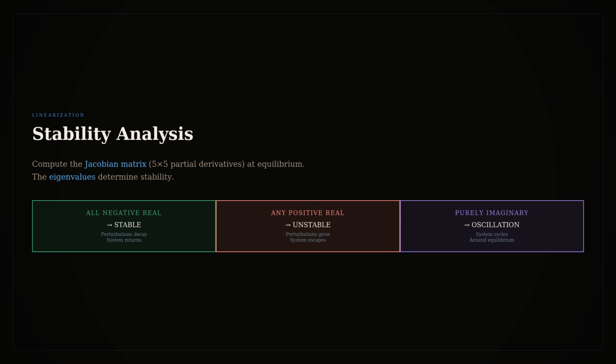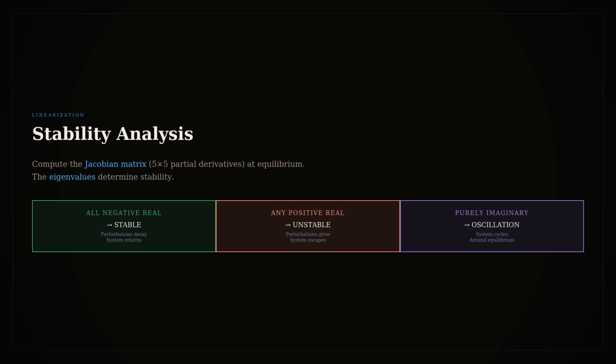The standard technique is linearization. Near an equilibrium point, we approximate the nonlinear system with a linear one. The behavior of this linear approximation tells us about local stability. We compute the Jacobian matrix, the matrix of all partial derivatives, evaluated at the equilibrium. The eigenvalues of this matrix determine stability. If all eigenvalues have negative real parts, the equilibrium is stable.